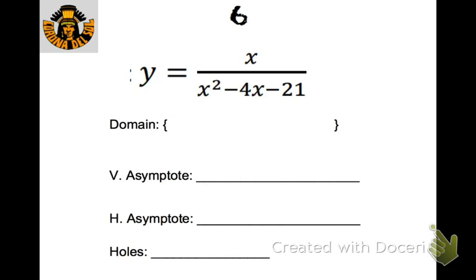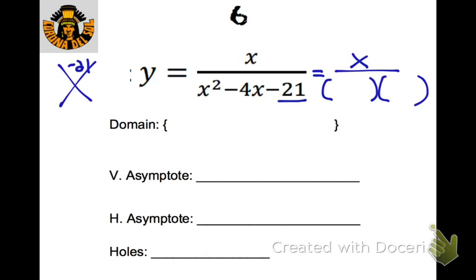Okay, now sometimes you have to do a little bit of factoring first before you can tell what the domain is. So let's do a little factoring there. So this will be two numbers that multiply to be -21, and they add up to be -4. So let's think about that. So probably like -7 and +3. So let's do x minus 7 and x plus 3. See if that works. Okay, that looks like that works.